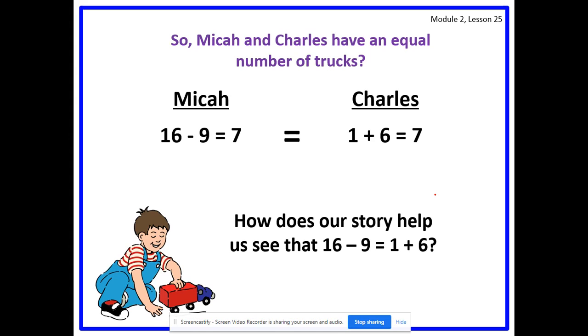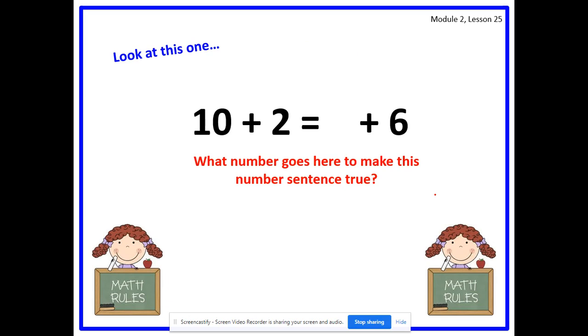At this point, go ahead and erase your whiteboard or find the next blank space on your paper. Press play when ready. Look at this one. Let me give you an instruction. Ready? Write this down exactly as you see it on my screen. Write 10 plus 2 equals blank plus 6. Press play when ready.